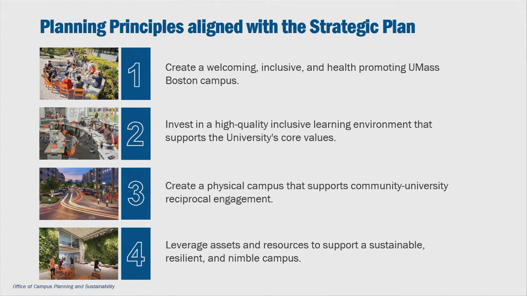Our planning principles align with the strategic plan. Quickly: creating a more welcoming, inclusive, and health-promoting UMass Boston campus; investing in high-quality learning spaces; and creating a physical campus that supports community-university reciprocal engagement. That is really reaching out and creating ways in which our neighbors can come here on the campus, and we can go out into the neighborhoods and create a stronger relationship. And number 4 is creating a sustainable campus that is resilient and can also change as things change in the future.